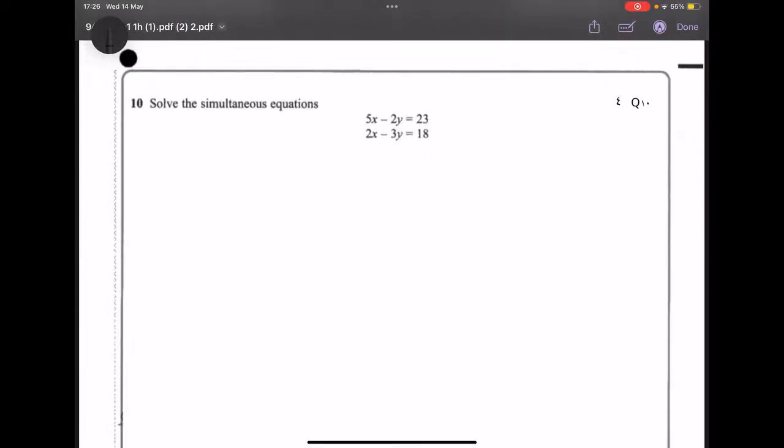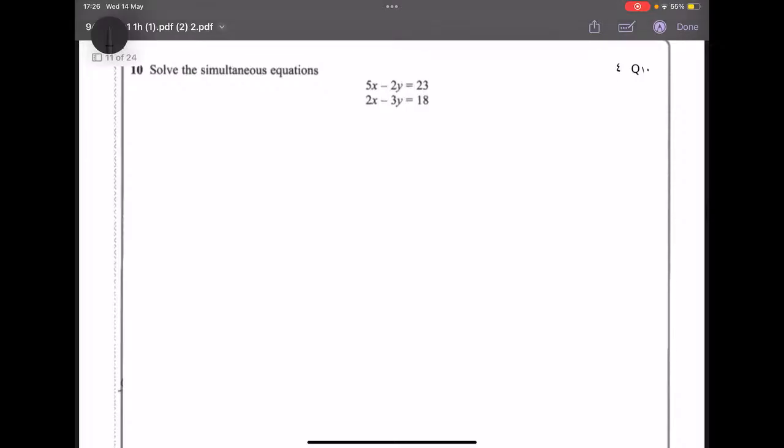Now, this question is 4 marks, and many people find this tricky. However, it shouldn't be too tricky. Now, 5x minus 2y equals 23. There are 2 ways you can do this question, using either elimination or substitution. We'll see which way is easier after looking at the question. 2x minus 3y equals 18.